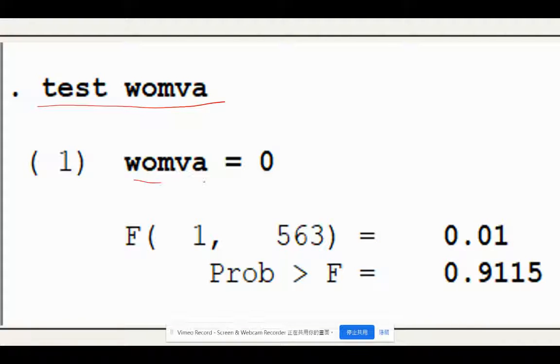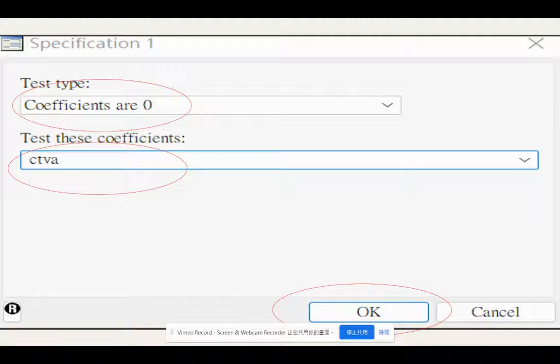You can just get the results here. This one is the F test. The degrees of freedom are 1 and 563. That's 2 degrees, that's 1 degree, okay? Still significant. Reject the null hypothesis.